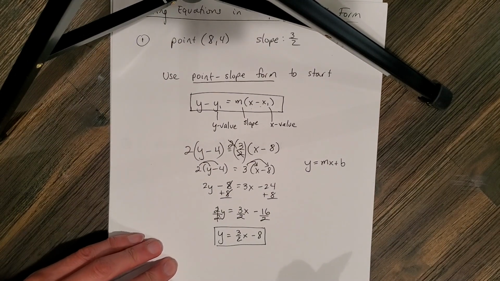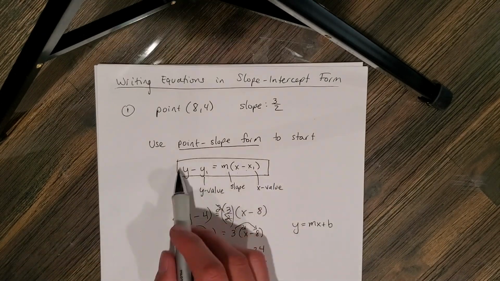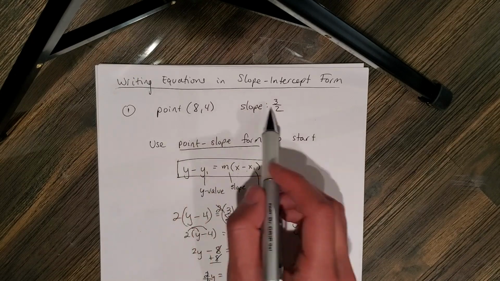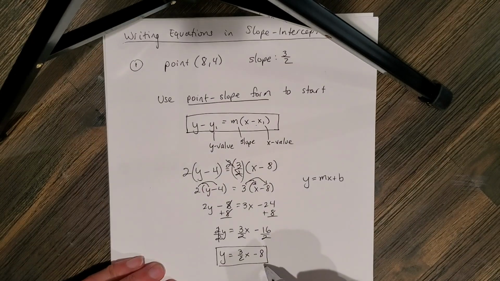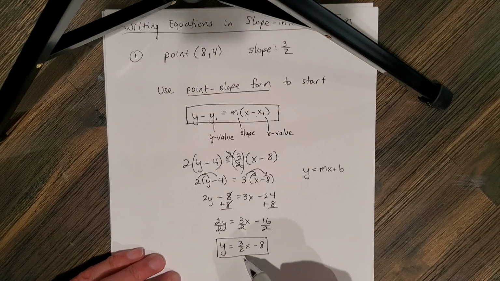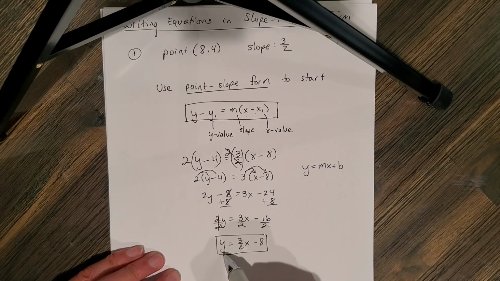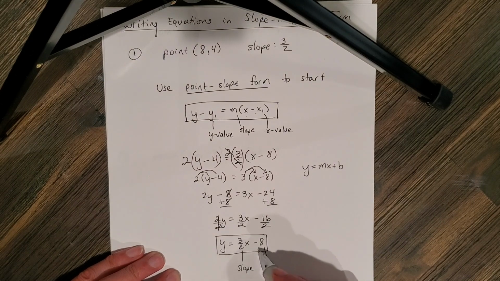So let's do another example. Again, we're going to be using point-slope form because we're given a point and a slope, and then we're going to rewrite it in slope-intercept form. So this here at the end is slope-intercept form: y equals mx plus b. This tells me my slope is 3 over 2 and my y-intercept is negative 8.